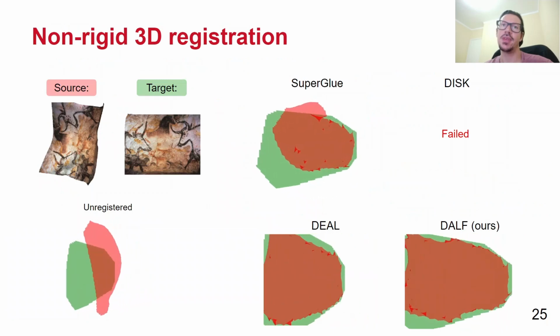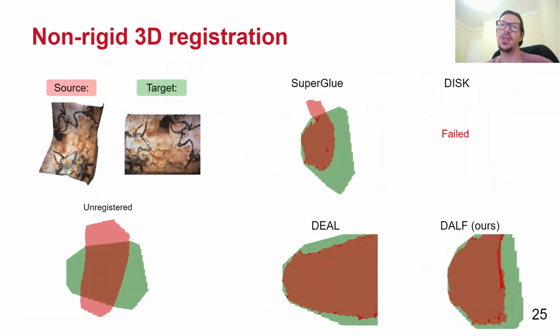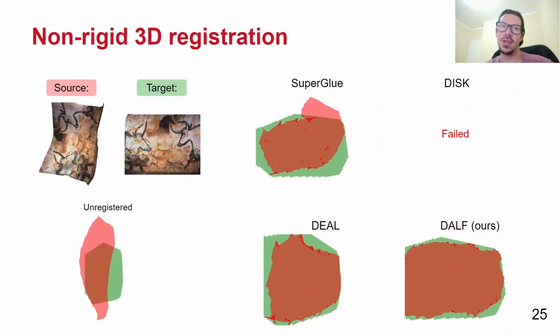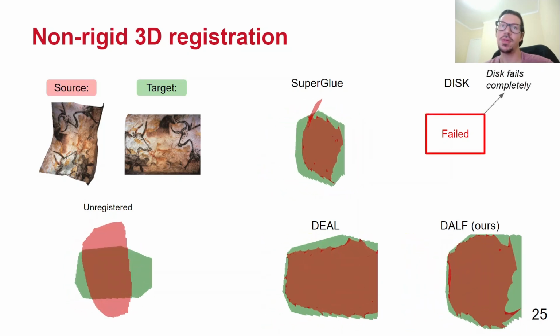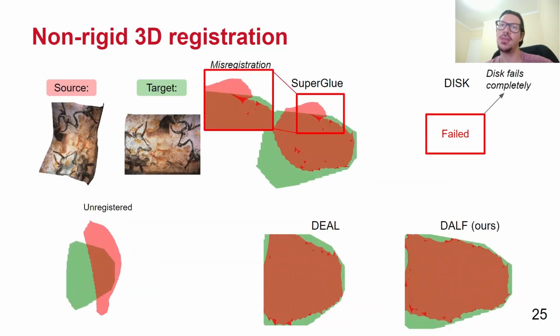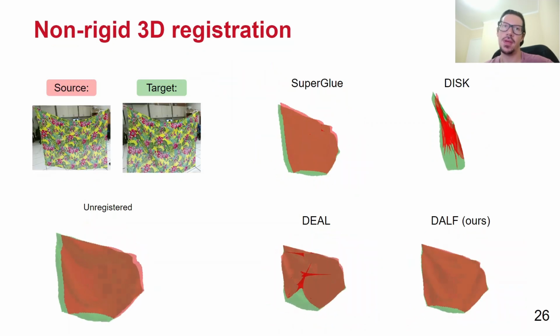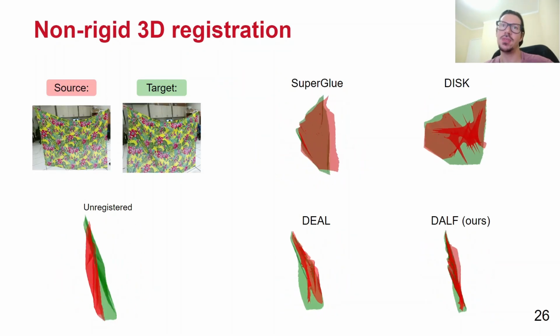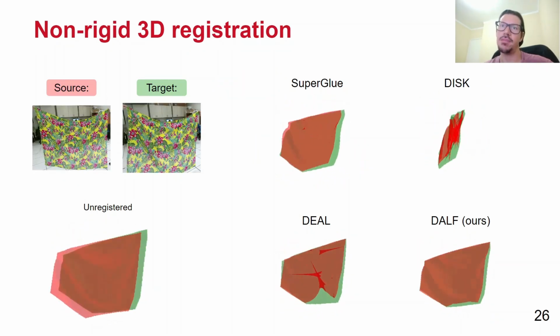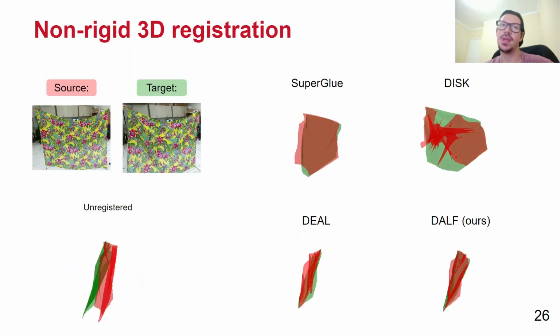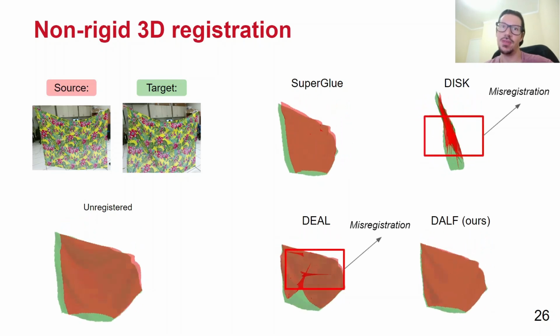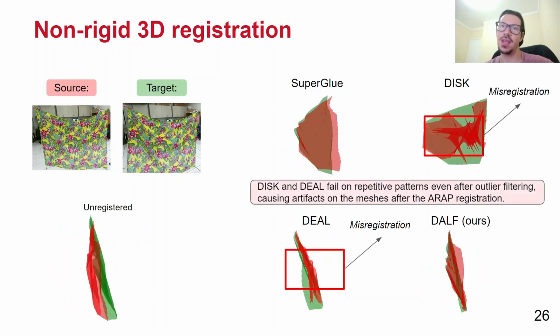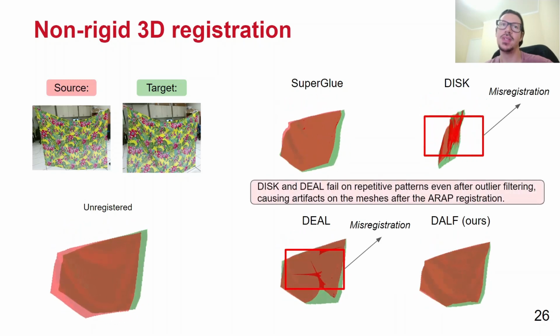Here, we demonstrate DOLF capabilities for the task of non-rigid 3D surface registration. Under a large rotation plus deformation, SuperGlue and DISK fail to provide a meaningful alignment. In this other example, the challenge is to deal with highly repetitive patterns besides deformations. DIO, which is a recent deformation-aware descriptor, and DISK cannot handle the high ambiguity of the scene.